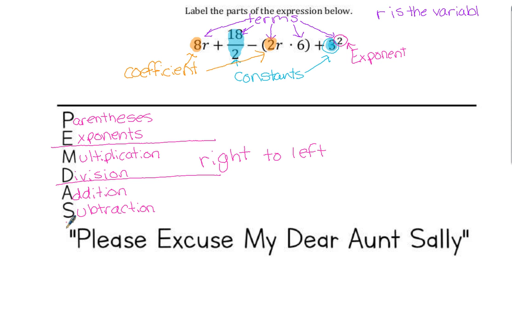And then addition and subtraction are the same way. Whichever one shows up first when you are moving left to right is what operation you're going to do first. It does not matter what order they show up in PEMDAS. It is just which one shows up first.